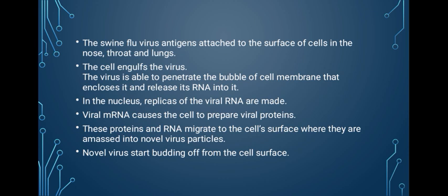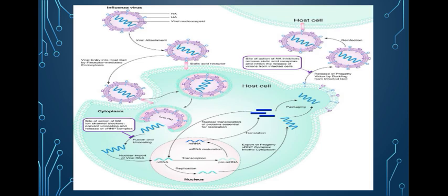The cell engulfs the virus. The virus is able to penetrate the bubble of cell membrane that encloses it and release its RNA into it. In the nucleus, replicas of the viral RNAs are made. Then viral mRNA causes the cell to prepare viral proteins. These proteins and RNA migrate to the cell surface where they are assembled into novel virus particles. Novel viruses start budding off from the cell surface. Influenza virus.